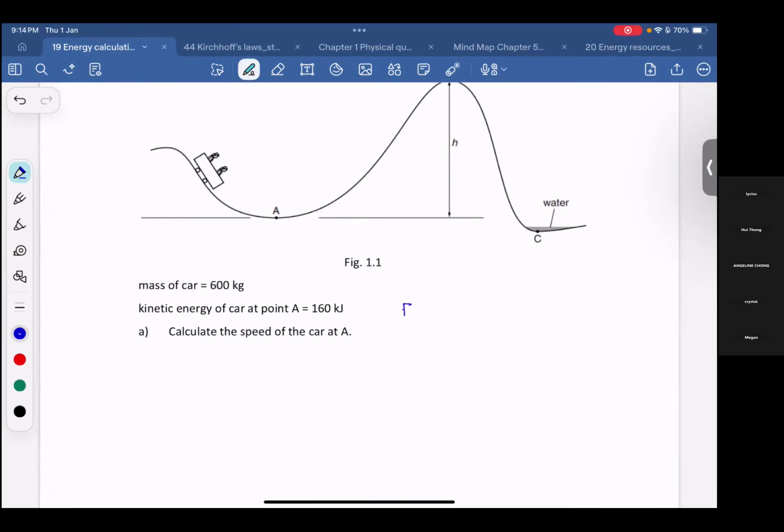Okay, so kinetic energy is 1 over 2 mv squared. So this one is 1 over 2 times m, which is 600, times v squared. Then this one is 160,000. Okay. Don't forget the square.